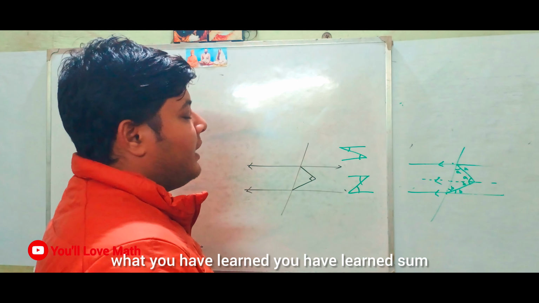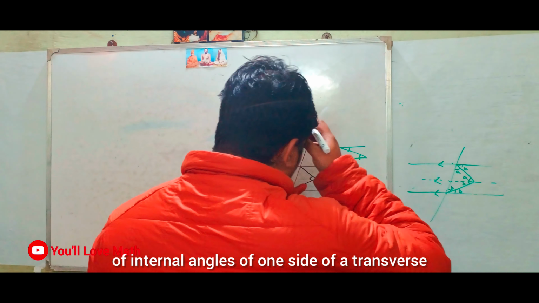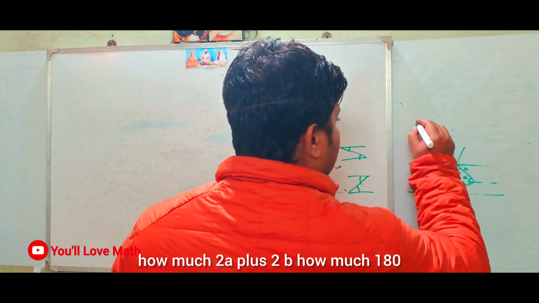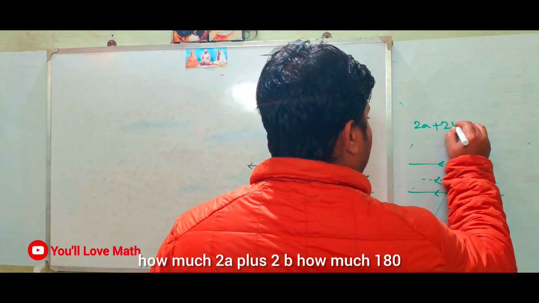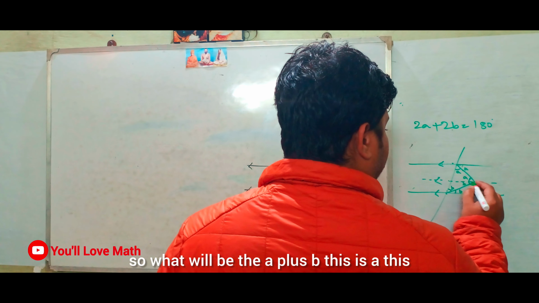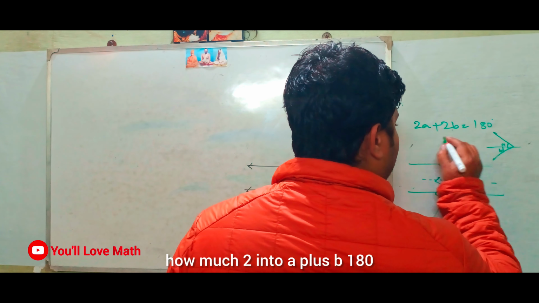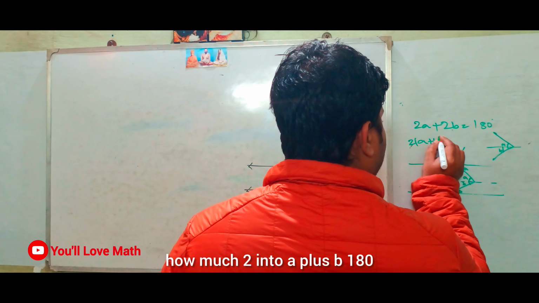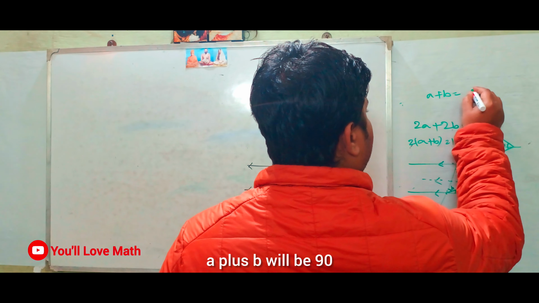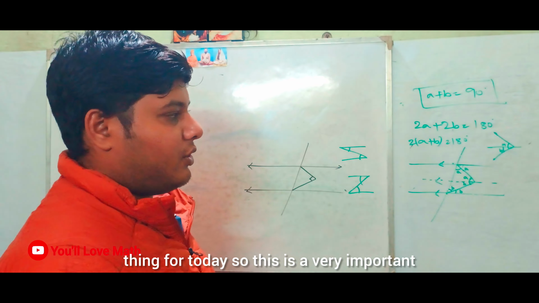Now, a very important thing. What have you learned? You have learned that the sum of internal angles on one side of a transversal for parallel lines is 180. So 2a plus 2b is how much? 180. So what will be a plus b? This is a, this is b. So 2 into (a plus b) is 180, so a plus b will be 90. So a very easy thing for today.